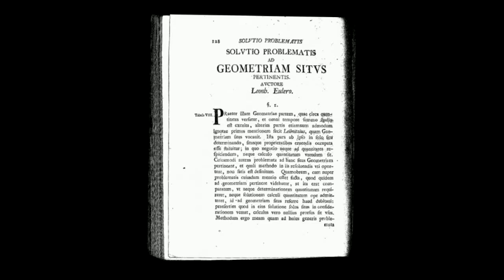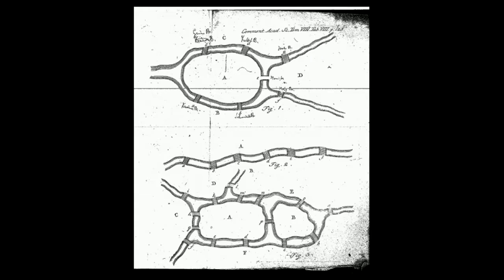In his short paper, entitled The Solution of a Problem Relating to the Geometry of Position, Euler represented landmasses as nodes and used links to represent bridges. Euler offered a proof that such a path could not exist, meaning that with the 7 bridges, you could not actually cross each one only once. It wasn't until later they built an extra bridge that it was possible.